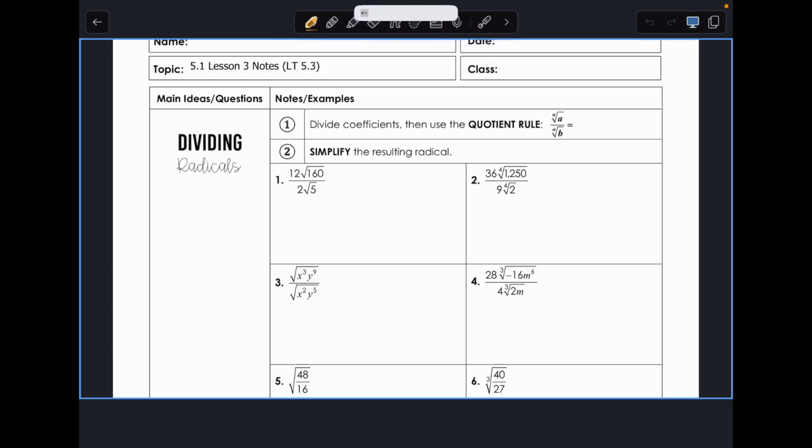All right, so this one is on dividing radicals and rationalizing radicals, okay? This is just simply figuring out how to simplify even further than where you get to at a point when you're working with radicals, okay? So dividing coefficients, then you're going to use the quotient rule, and this is the quotient rule that can go either way. It's reflexive because it's equal to each other.